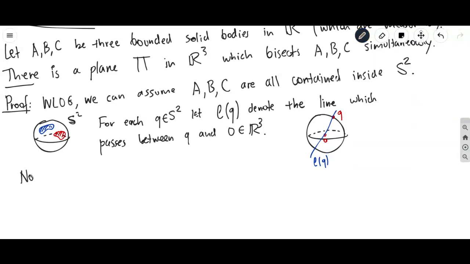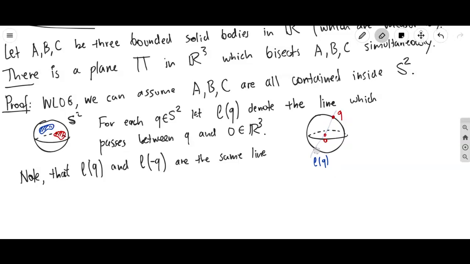So we should note that the line at Q and the line at negative Q are the same line. Because whenever you draw this line, it intersects the sphere at the antipodal point. So the line at Q and the line at negative Q will give you the same line.